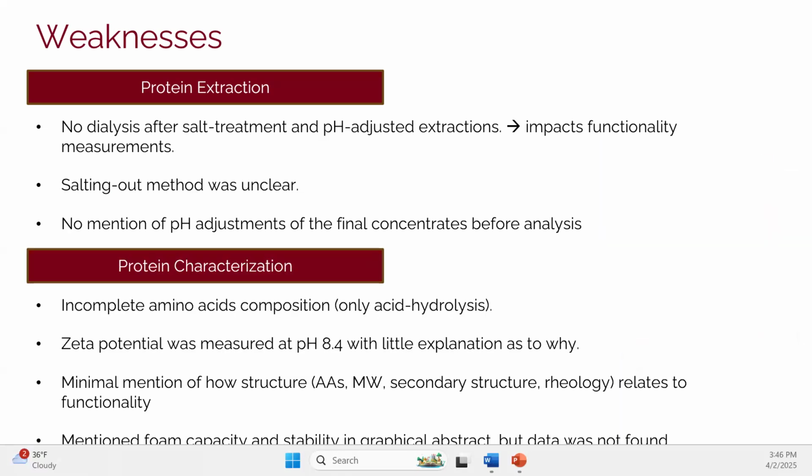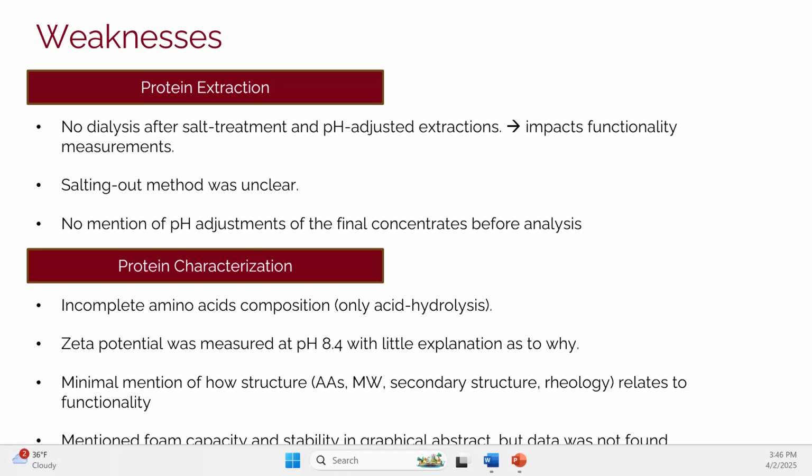And then in terms of the protein characterization methods, they do only acid hydrolysis for amino acid composition. I didn't show it here because of time, but it only showed that 17 amino acids were identified. And obviously a lot of them are underestimated because they do only acid hydrolysis.